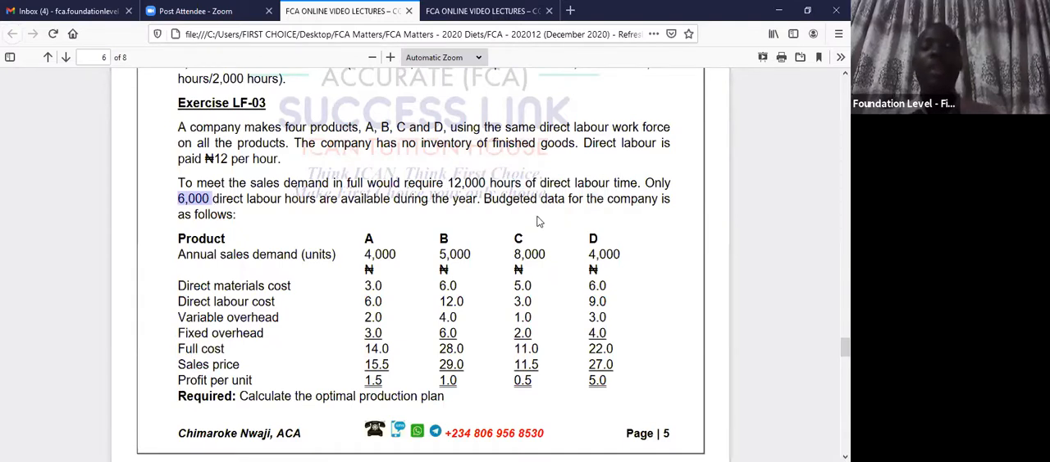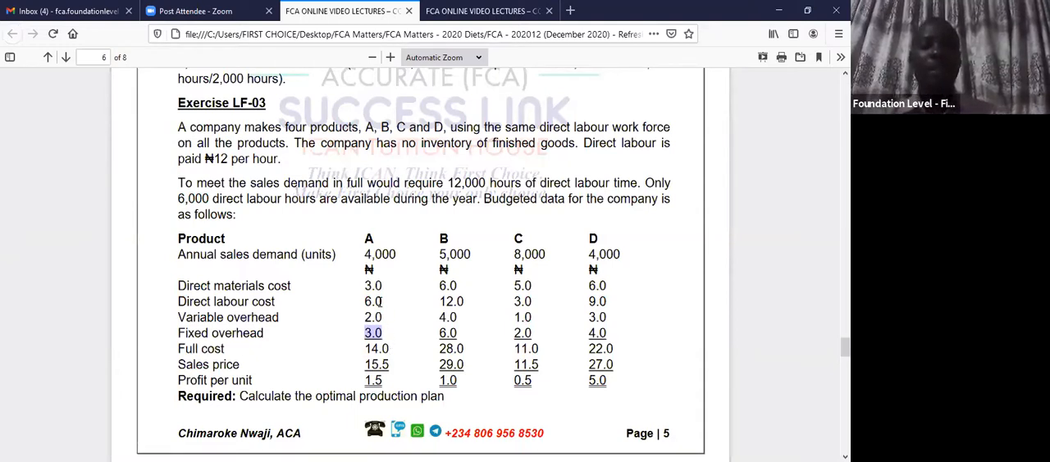Now look at the budgeted data for the company. We've read about the annual sales demand. Look at the material cost. Look at the labor cost. Look at the overhead cost. Look at all of these. Now I want to tell you something here.